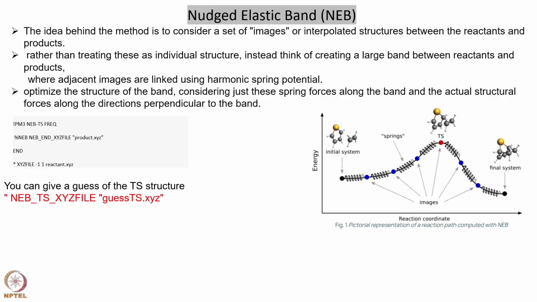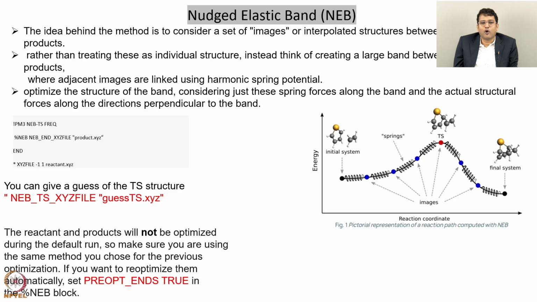So this is my input file. Of course, we are not going to give it here, but in some cases if you know how the TS looks like, you can give a guess of the TS structure by using this command, with the NEB-TS XYZ file as the name of the guess structure. Also the reactant and product will not be optimized during the default run, so you should make sure you optimize your reactant or product at the same level as the method you are using to run the NEB-TS algorithm. Otherwise, you can use PreOpt_Ends equal to true in the percentage NEB block.